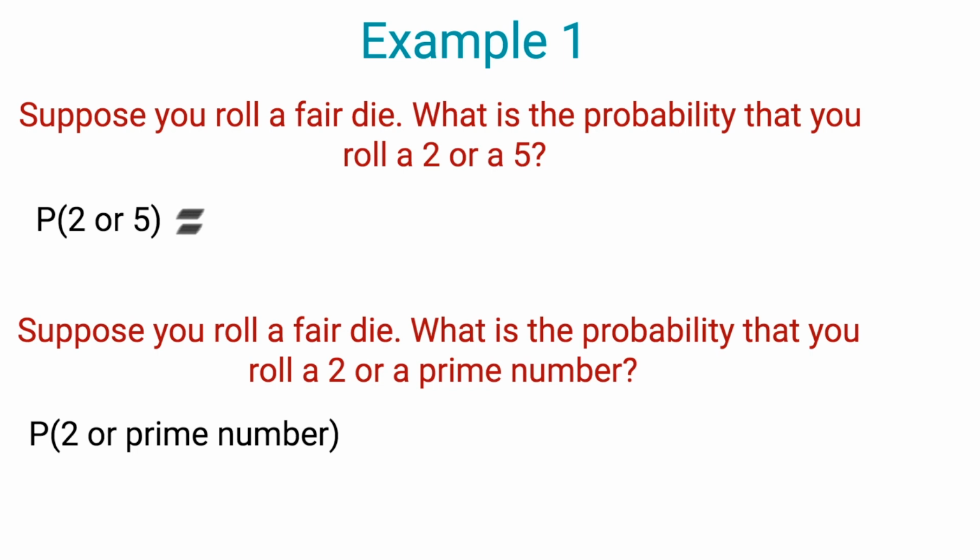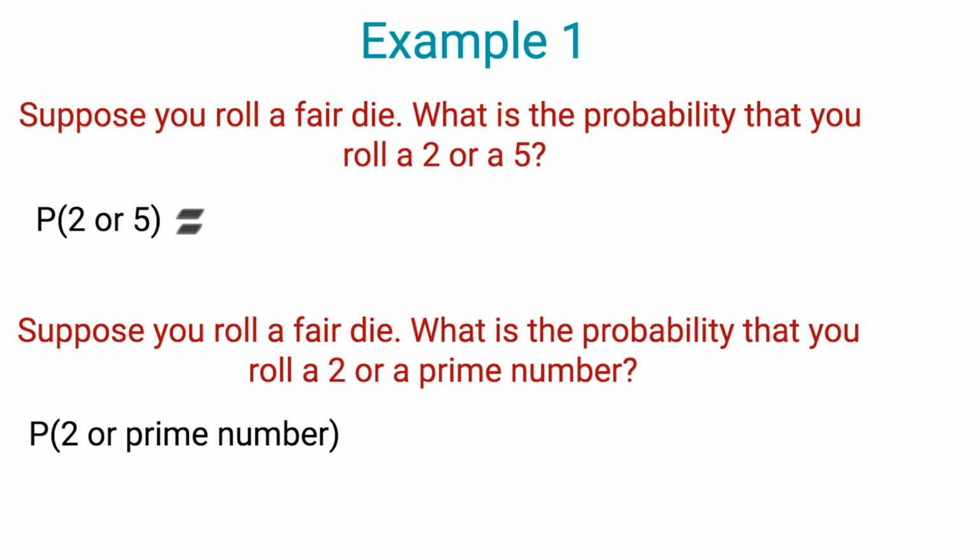So the first example we're going to look at is going to involve a die, a fair die. So suppose you roll a fair die. What is the probability that you roll a 2 or a 5? The first thing we want to do is to determine whether these two events are mutually exclusive. So how do we do that? Is it possible for us to roll a die and get a 2 and a 5 at the same time? The answer is no. So those two events do not have a common outcome.